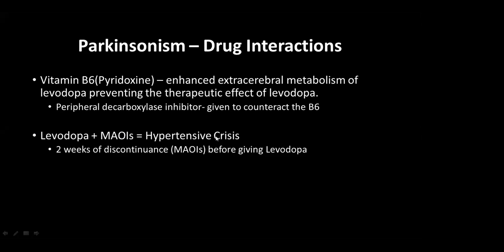And for the vitamin B6, it is found that vitamin B6 enhances the extracerebral metabolism of levodopa, thereby preventing the therapeutic effect of levodopa. So we have the peripheral decarboxylase inhibitor that can be given to counteract B6. An example of a peripheral decarboxylase inhibitor is carbidopa.